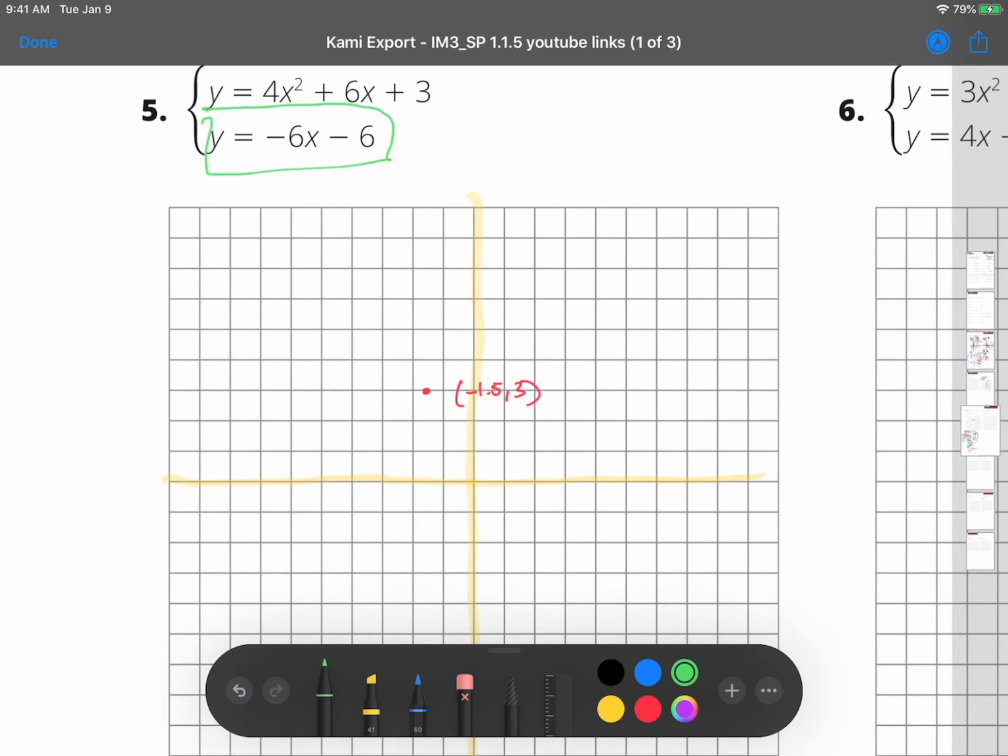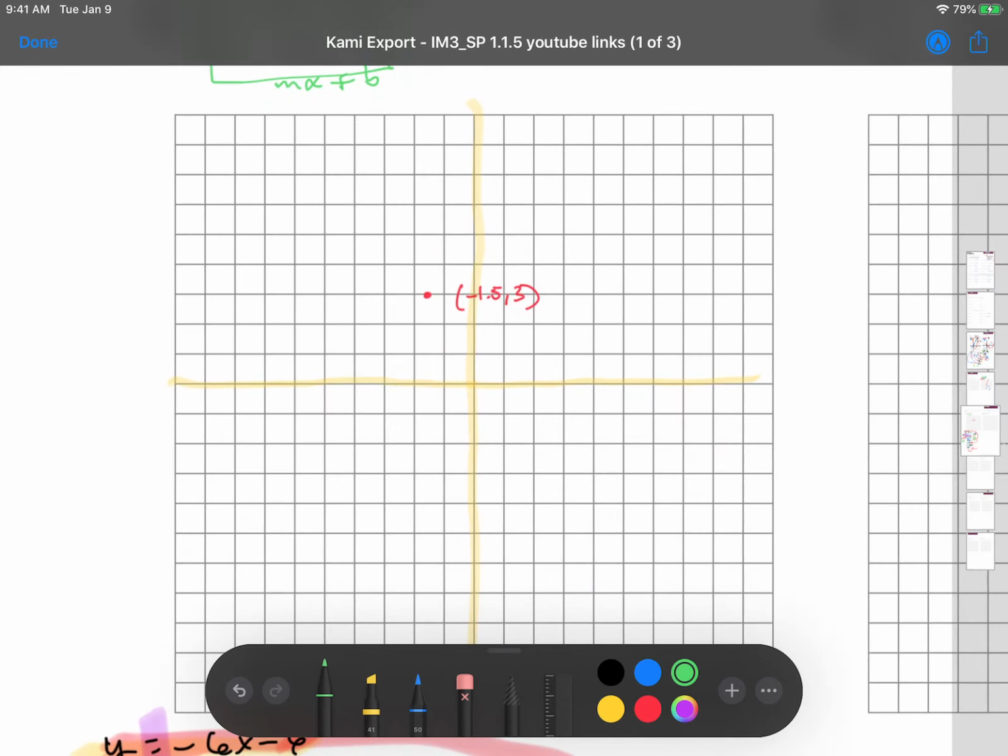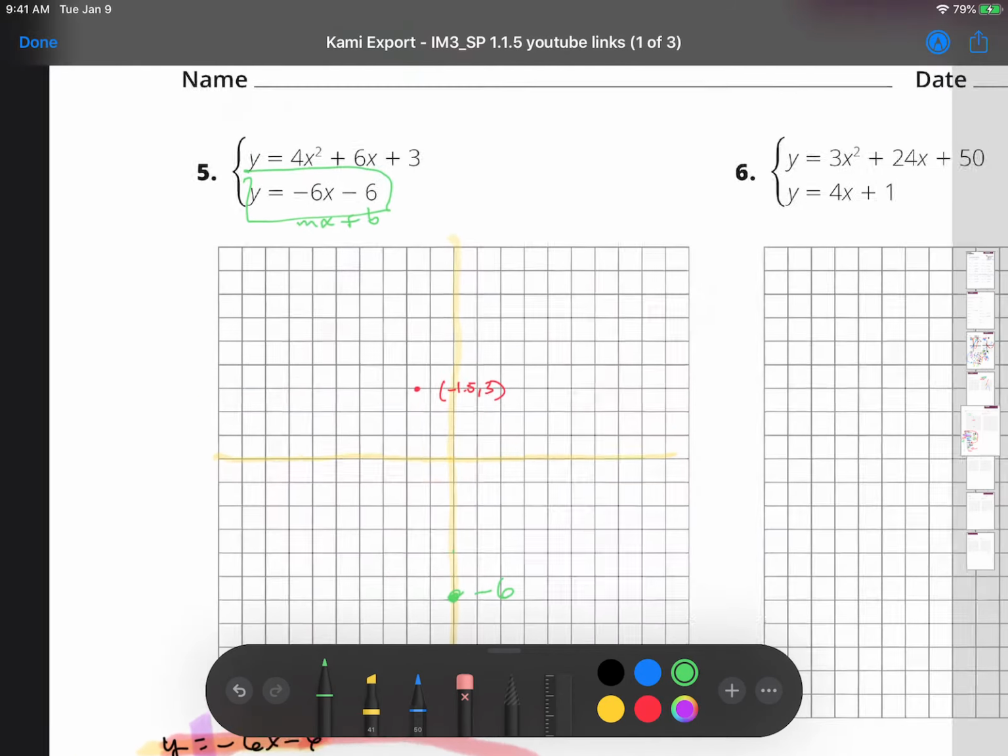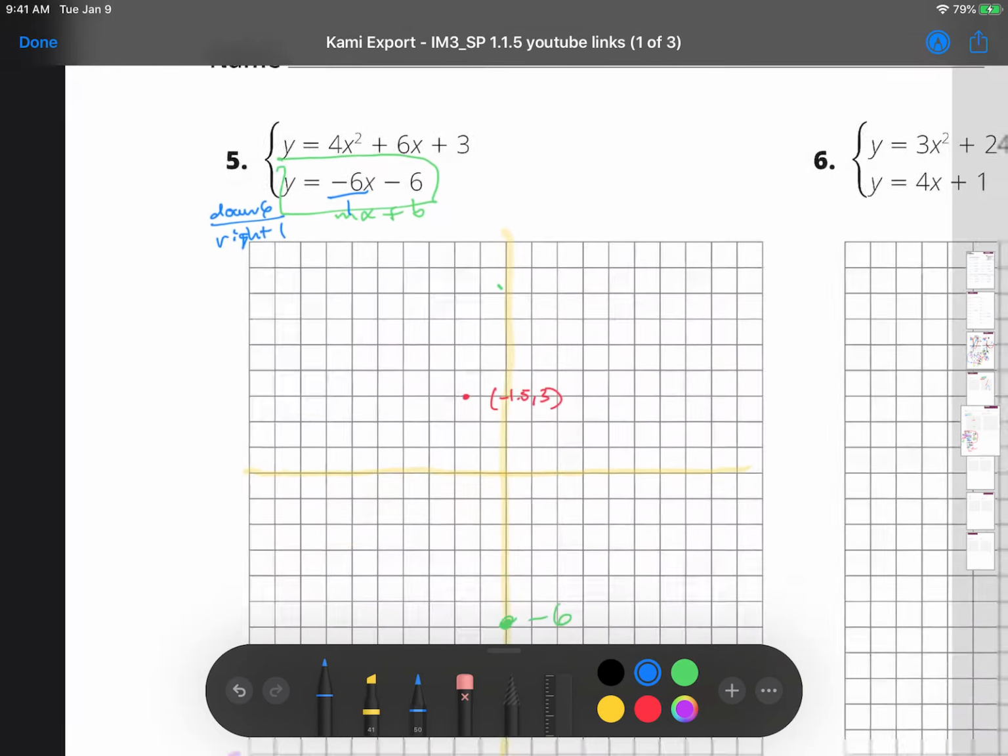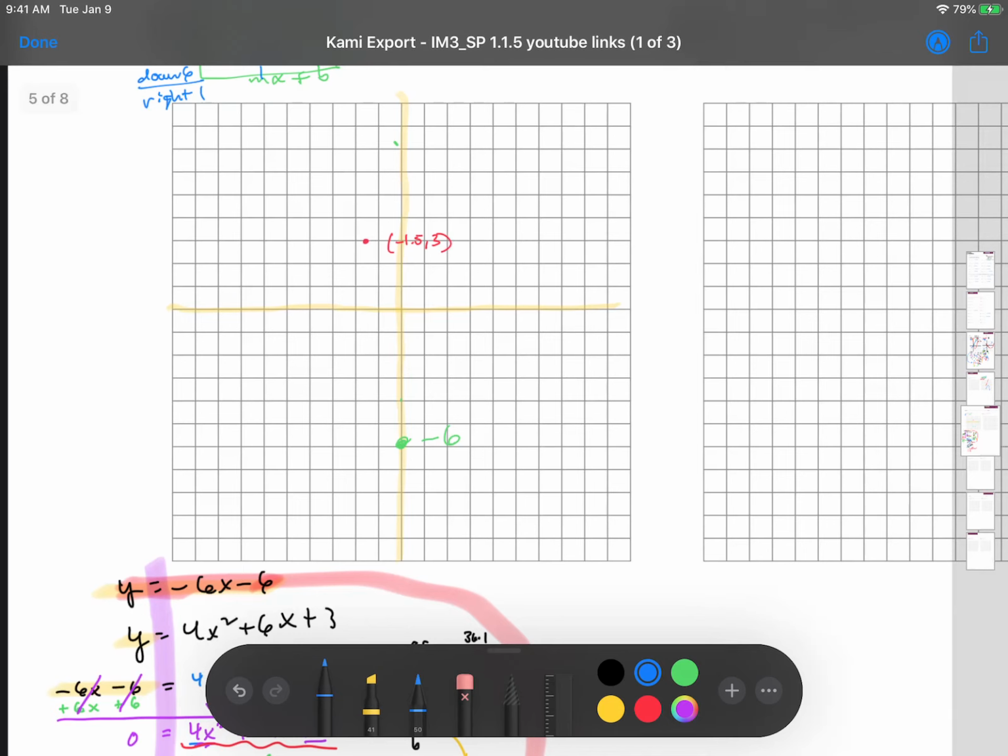Y equals negative 6x minus 6. So again, mx plus b, it's linear. My y-intercept is negative 6: 3, 4, 5, 6. Okay, and it has a slope of negative 6 over 1, which basically means down 6, right 1. Does that say down? That says down. Okay, let's try it. Down 6, 1, 2, 3, 4, 5, 6, right 1.